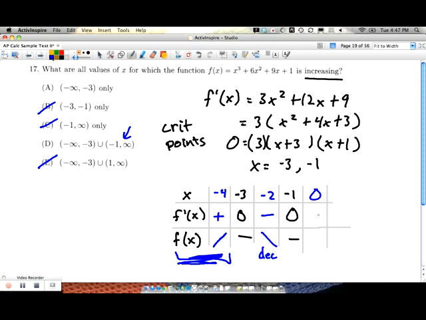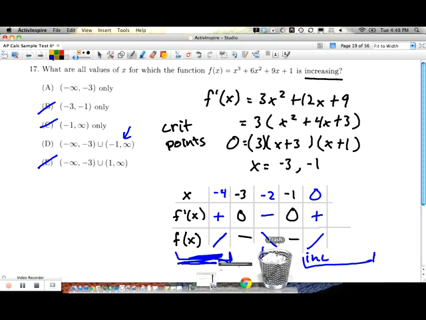Now when I plug in 0, that's going to give me a positive and positive, which makes that positive, makes the function increasing. So it's increasing here at the beginning and here at the end. That means that D would have been our answer.